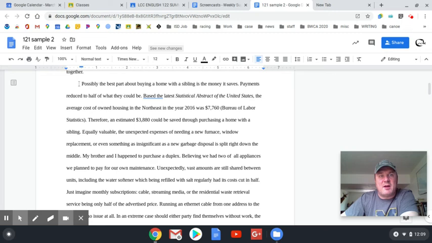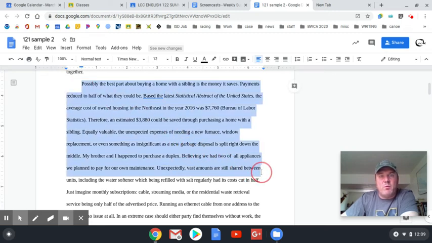This paragraph that he's got right here is about one advantage of buying a house with a sibling: it saves money. And then he shares from the Statistical Abstract of the United States the average cost of owning housing in the Northeast. And he gives us that number. That is not a commonly known fact. That is something that is not well known. And he found it using the Statistical Abstract. And because he used the Statistical Abstract, we have a tendency to believe him more.